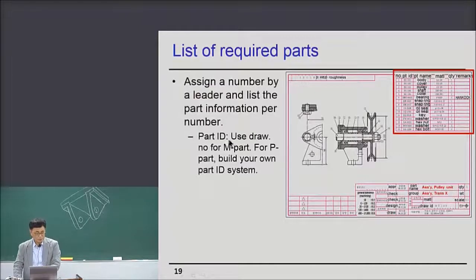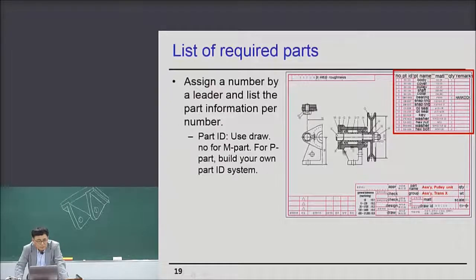And part ID uses the drawing number for M part. So M part is now from number 1 to number 5, until the color, okay, BU105. So M part, drawing number, okay, and below color 6. For example, 6 is BRG 6003 bearing, okay, and material number 6003 and quantity 2, and Hankook is the company name.